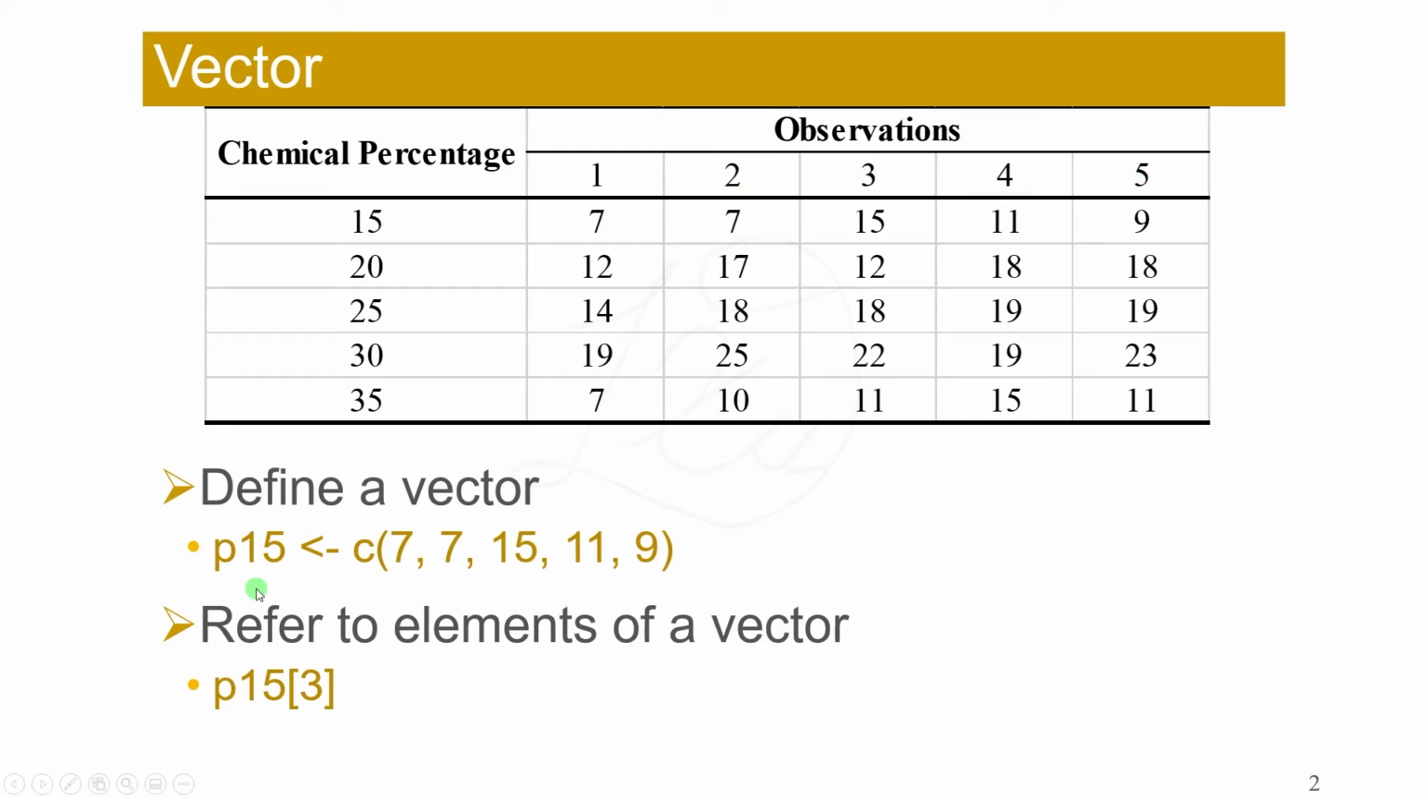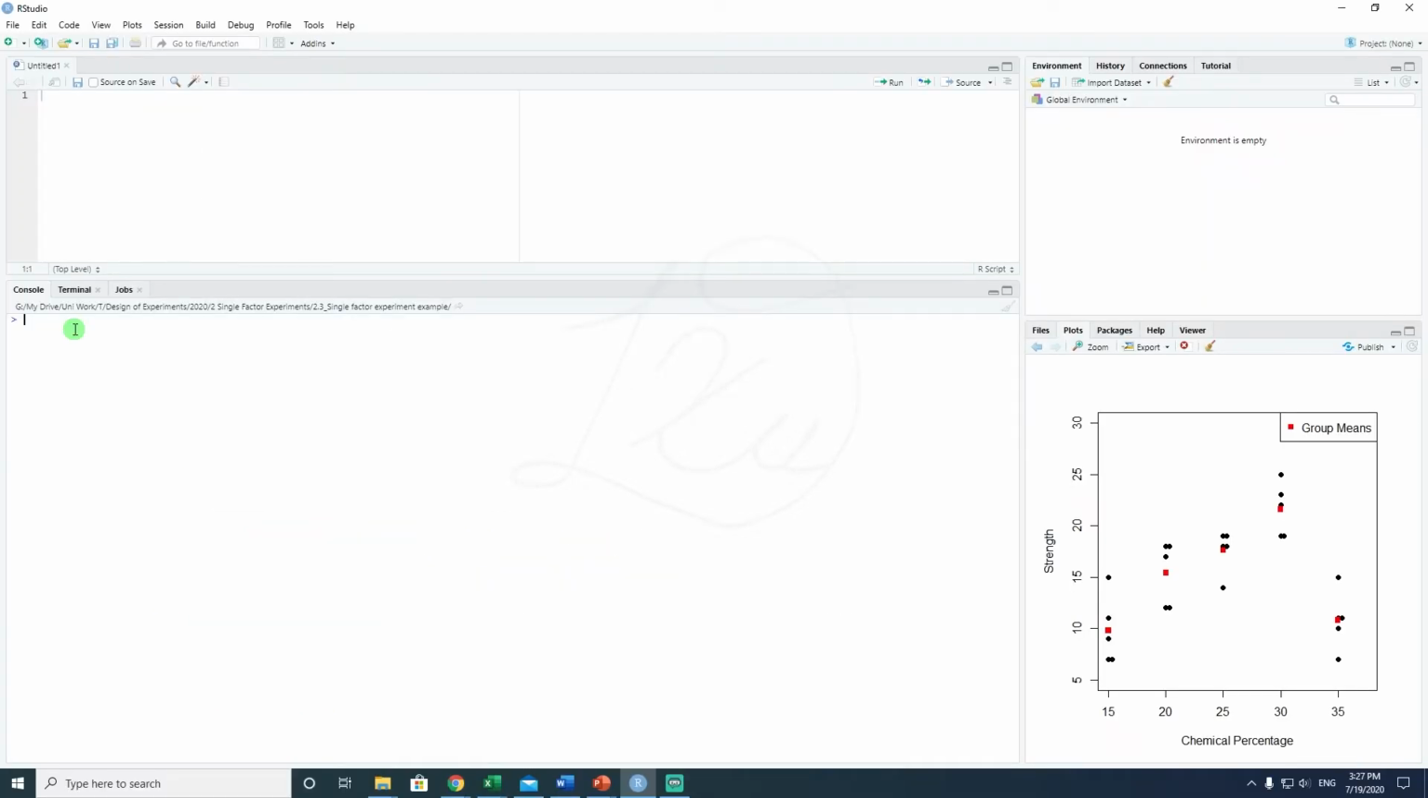In R, we can define a variable P15 to contain the 5 observations for 15% of chemical concentration. This sign is used to assign the value from the right side to the left side defined variable of P15. C is used to define a vector data type in R. I'll show you how it looks like in RStudio.